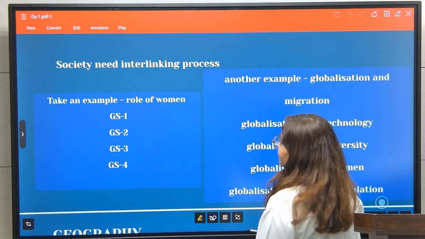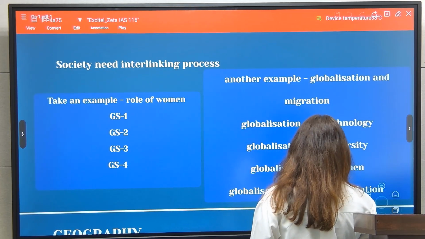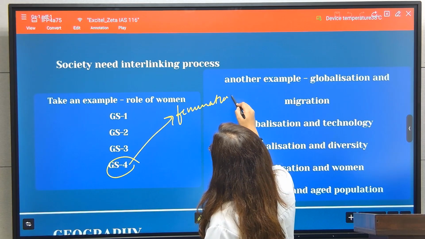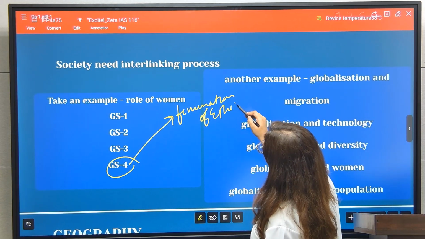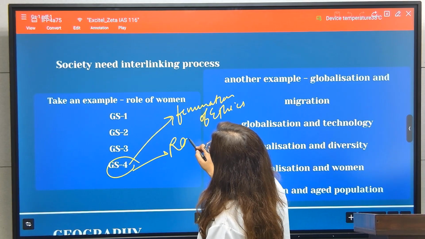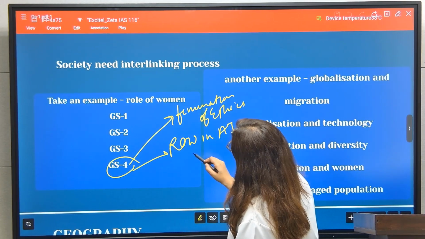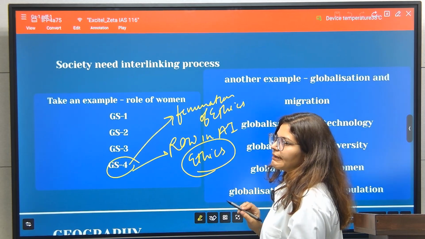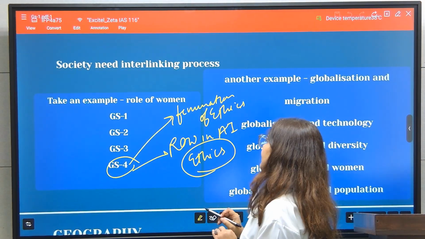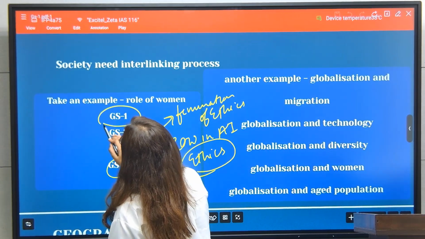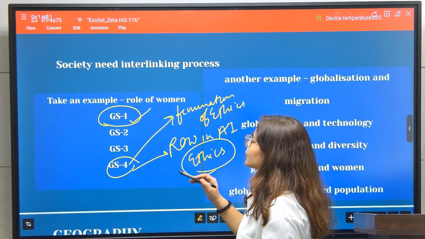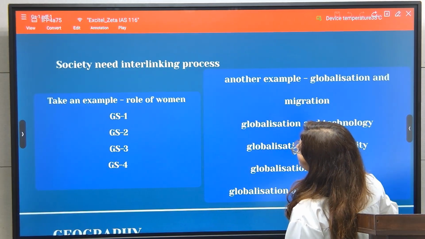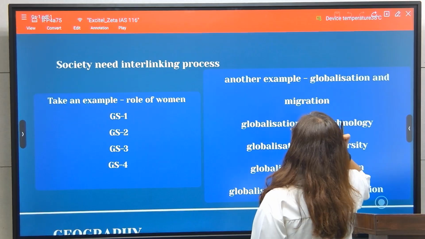Now in GS4, feminization of ethics. Role of women in AI ethics. So in this way, you have to develop an interlinking process in your mind. If a question is asked in GS1, then how will you think? If GS2, then how will you think? So in that way, you have to build that process in your mind.